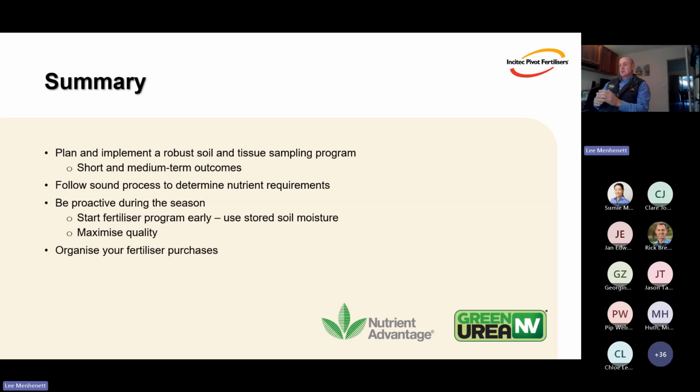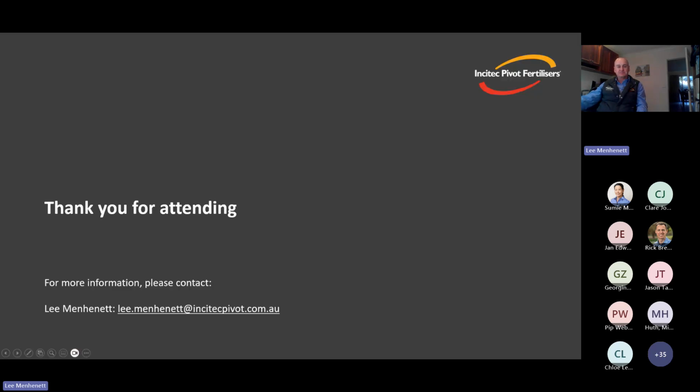Follow that sound process to determine the nutrient requirements, logically work through what we're trying to do, and enact that hierarchical decision making to come up with how you're going to formulate that fertiliser plan. Be proactive during the growing season. So if you need to drop paddocks out, drop them out, but be on the front foot. When you've got moisture, get on the front foot and get that fertiliser out there to grow the grass while you've still got that moisture. So organise the fertiliser, and yeah, good luck with pulling it all together, I guess.